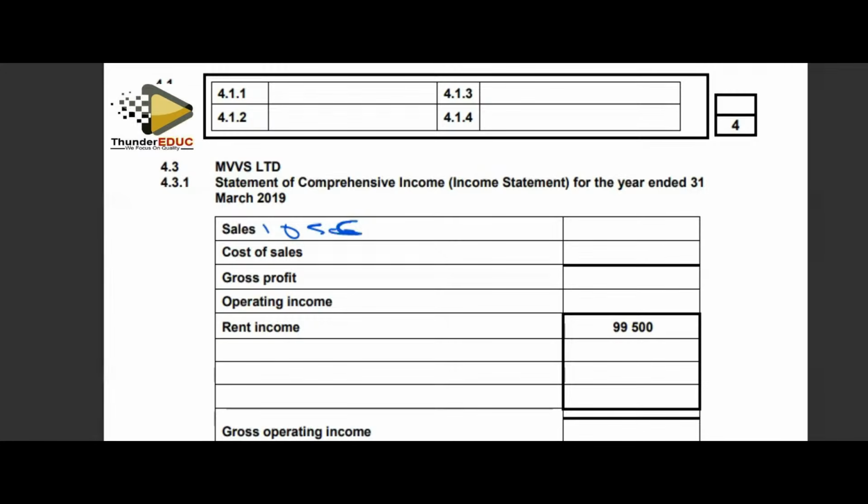Just a moment. That is 10,563,000. Yeah, it's given as 10,563,000.